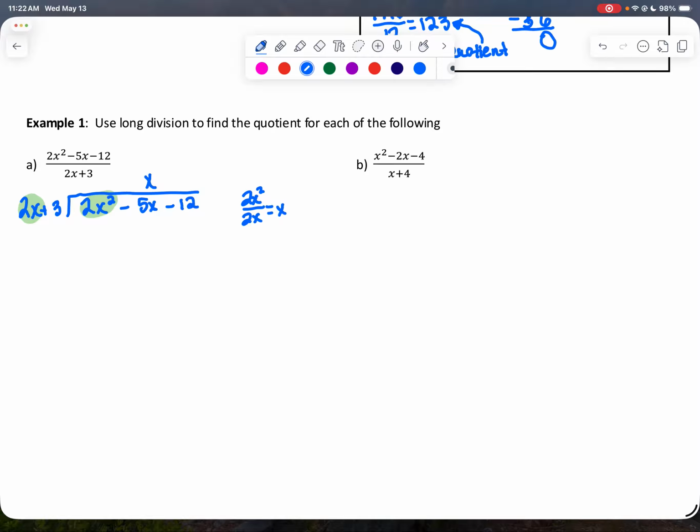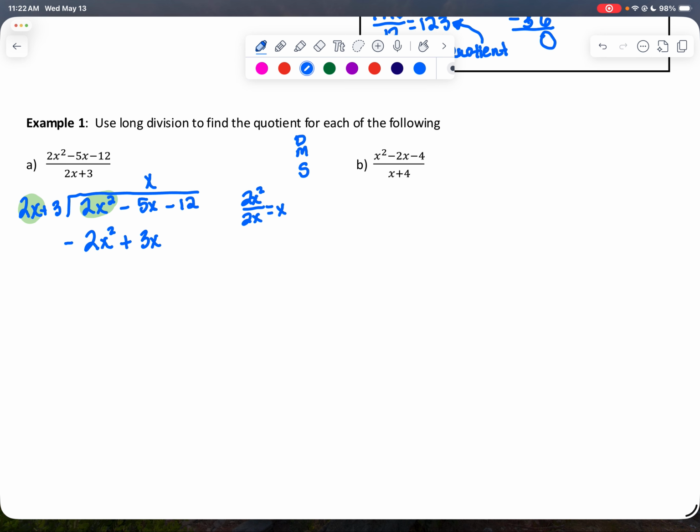All right, so we did step 1, divide. Let me write that down. Next step is multiply. Now, we're multiplying that x by the entire divisor. So we have to multiply the x by the 2x, and we have to multiply x by 3. So x times 2x is 2x squared, and x times 3 is positive 3x. All right, so we did the divide, then we did the multiply. Now we're going to do the subtract step.